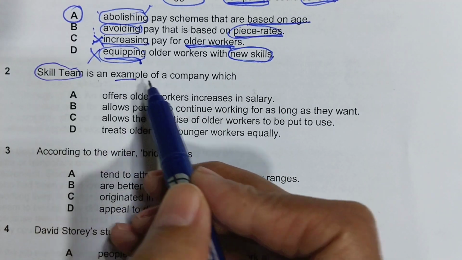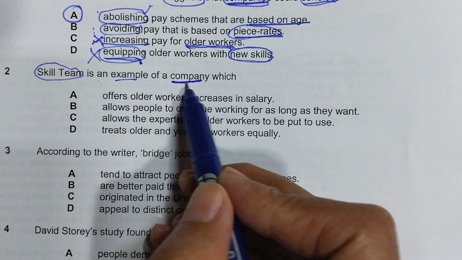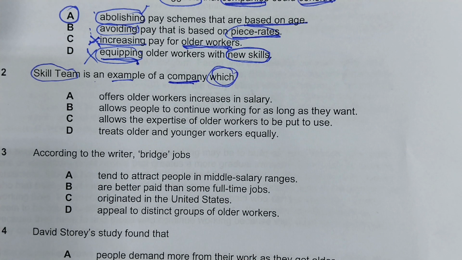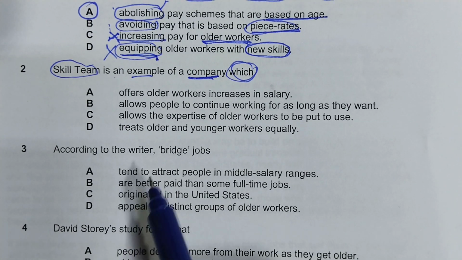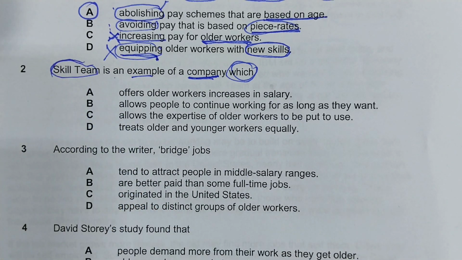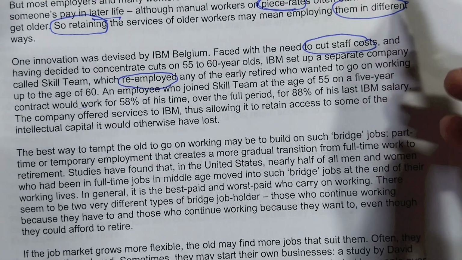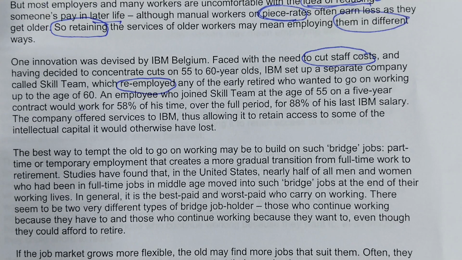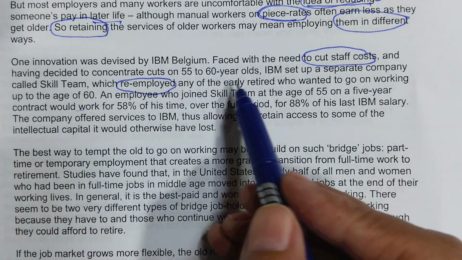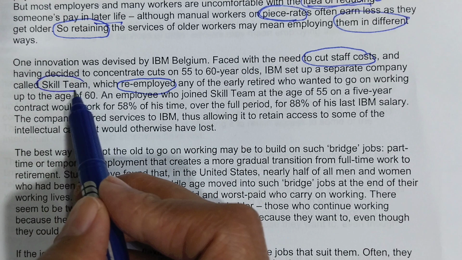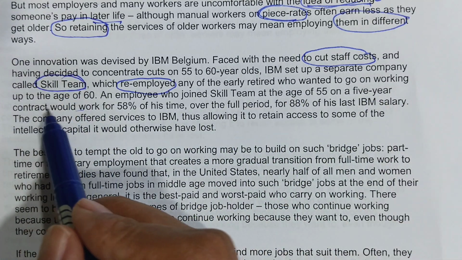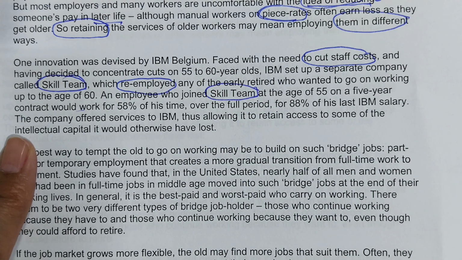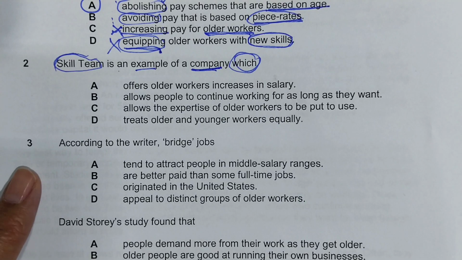Skill team is an example of a company which. So now we will find out where they are talking about the skill team. I will go for the keyword skill team. When I was reading previously for the first option, I found there was the word skill team. So now I need to find it again. Where was the skill team? So quickly I will search for skill team, and I found one more skill team. Okay, so now we have found two words related to the keyword from our question, skill team.